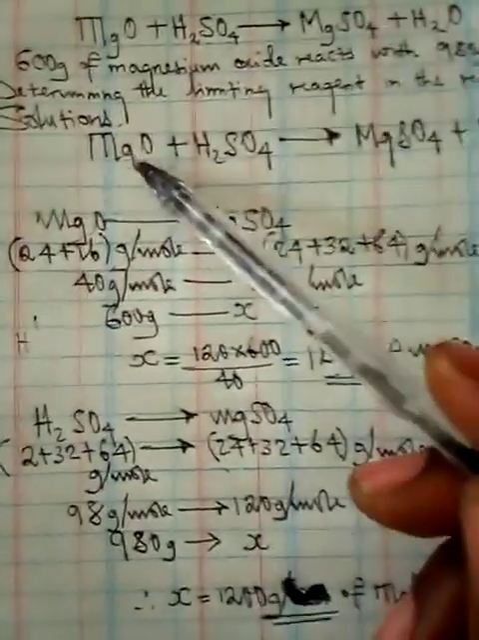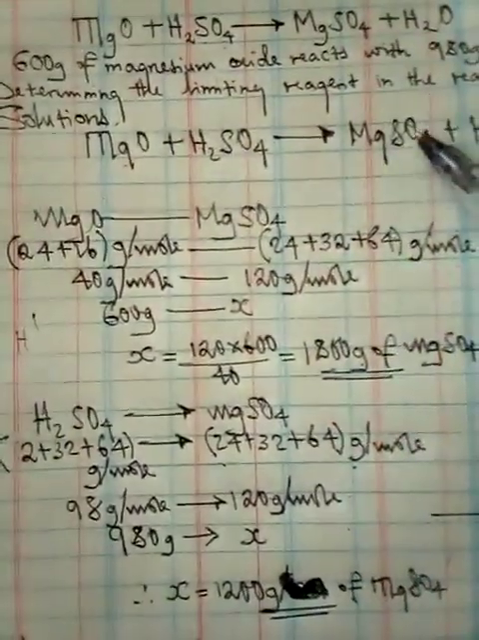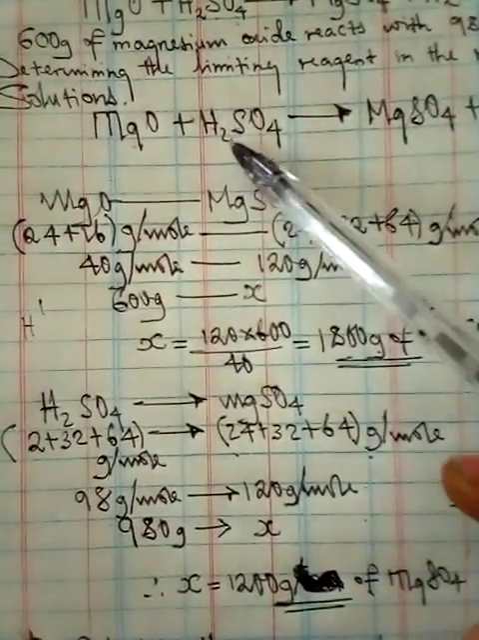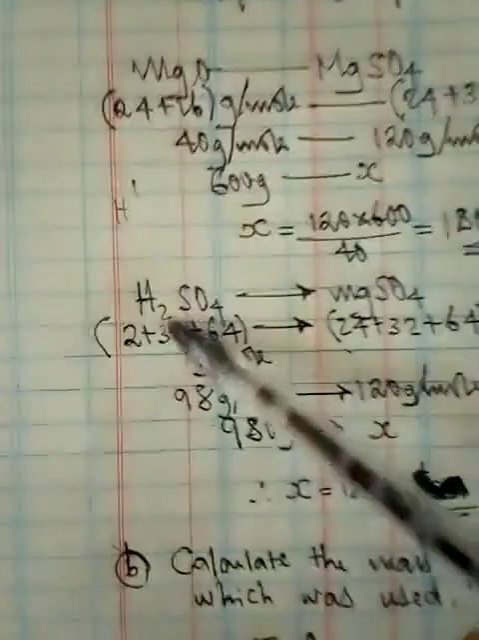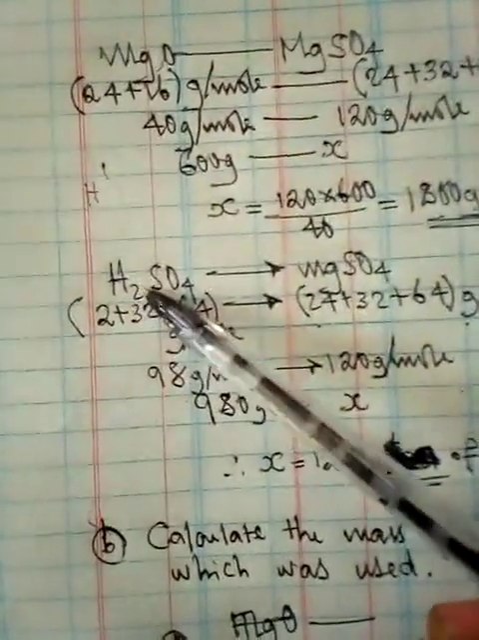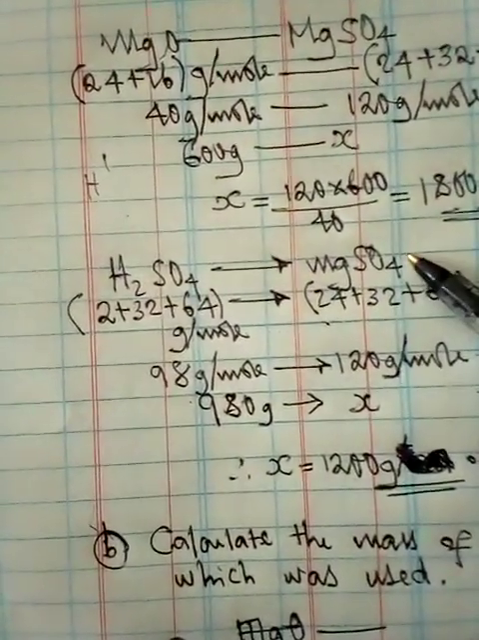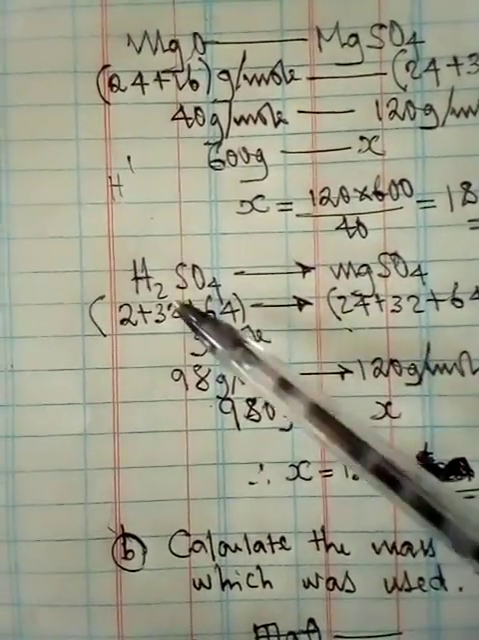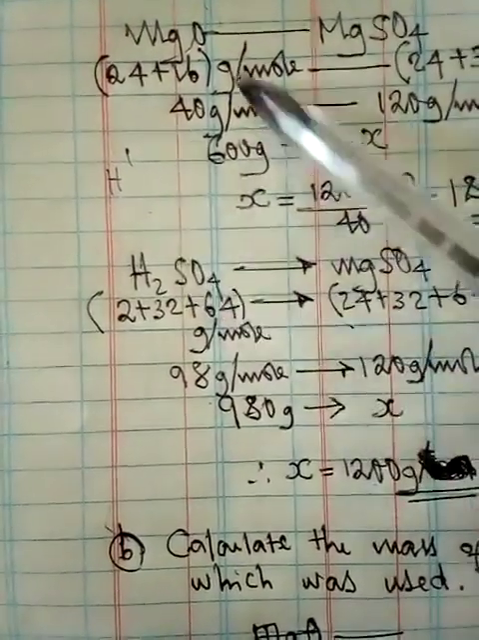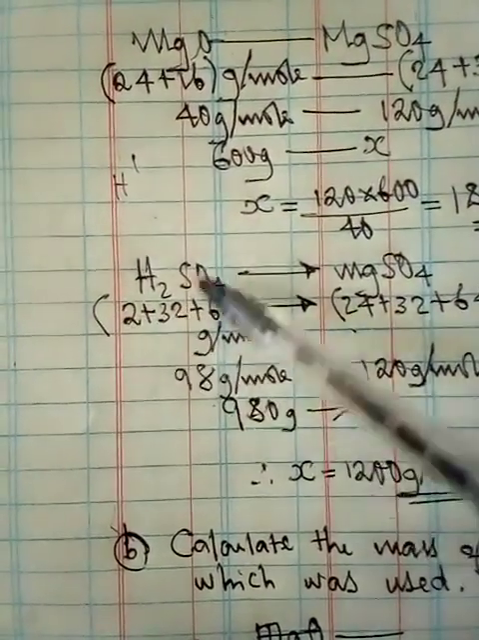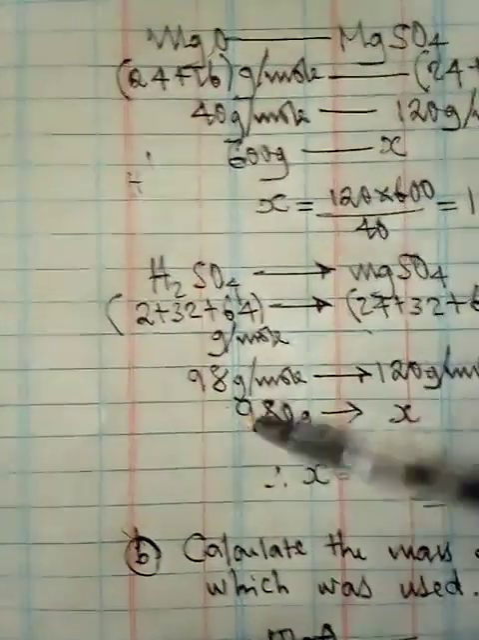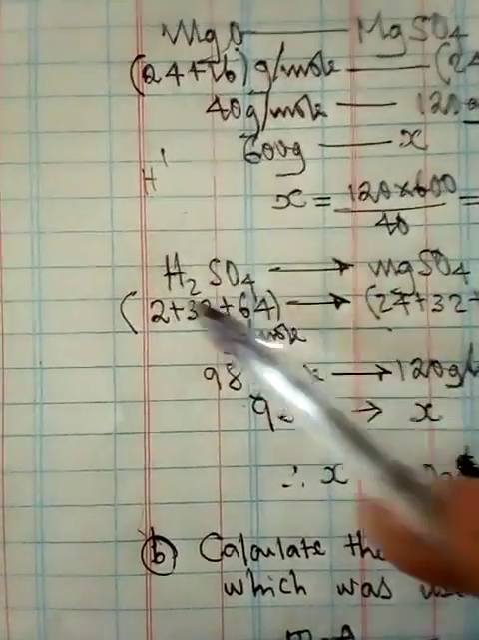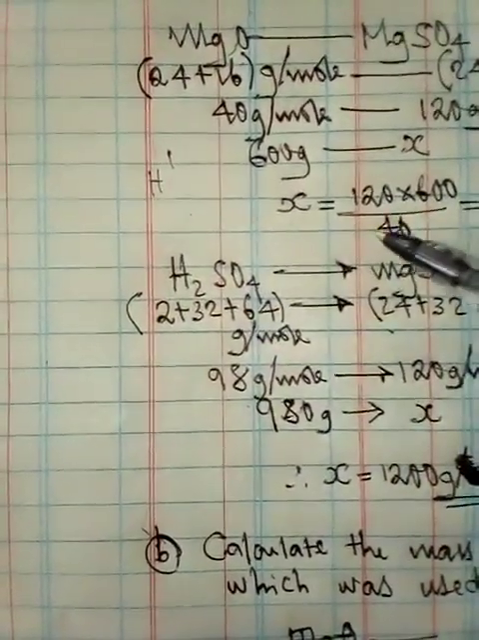Once you pair up the magnesium oxide with the magnesium sulfate, you're now going to pair the sulfuric acid with the magnesium sulfate. This is the whole reason why you're seeing me write sulfuric acid with the magnesium sulfate here. Again, same thing, you're going to determine their molar masses here. The molar mass of sulfuric acid can be determined as follows.